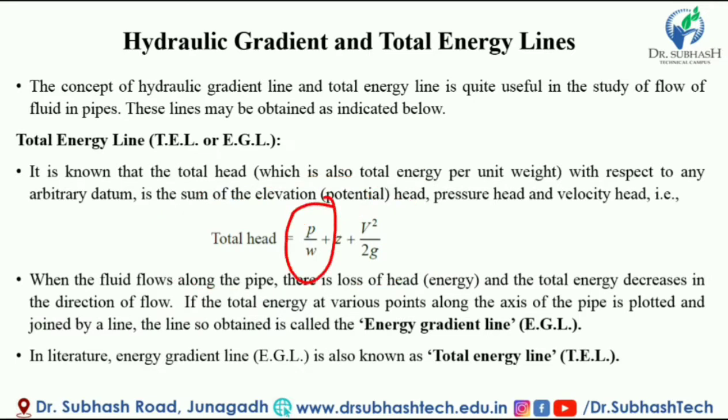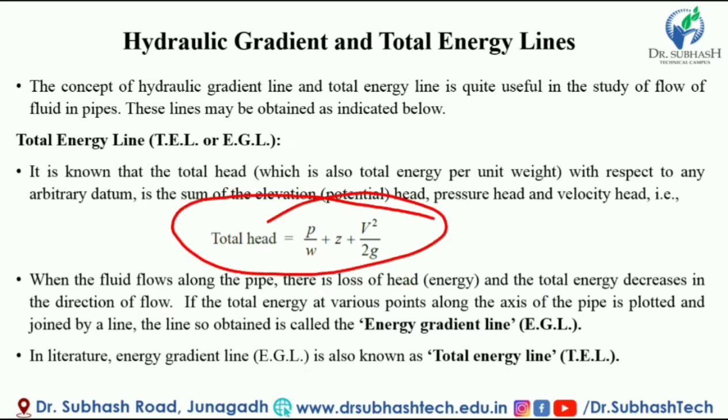So this is the pressure energy or pressure head, P upon rho g or specific weight. Z is the potential head or potential energy, and V squared upon 2g is the kinetic energy or velocity head. Okay, so this is how we mathematically represent the total energy and total head.